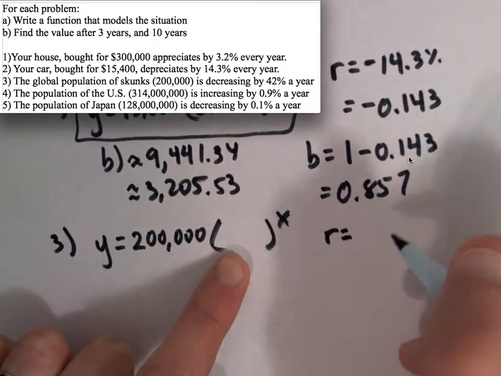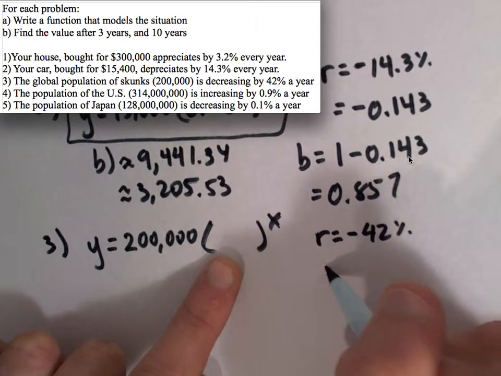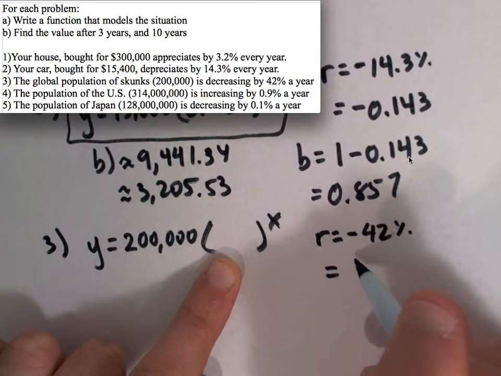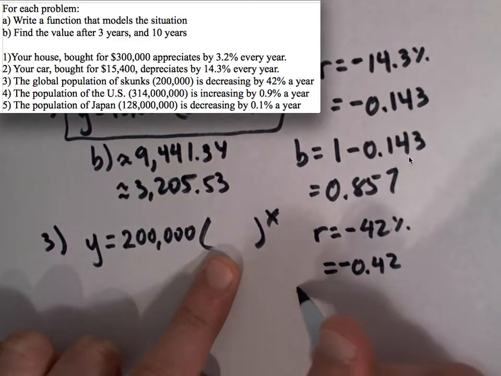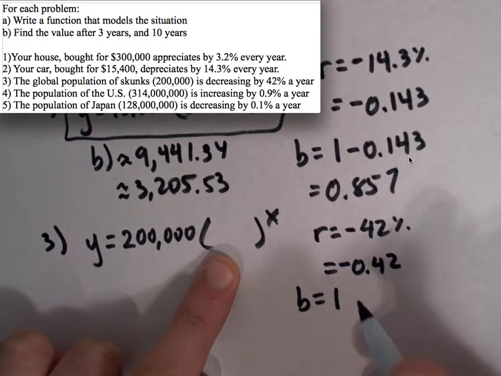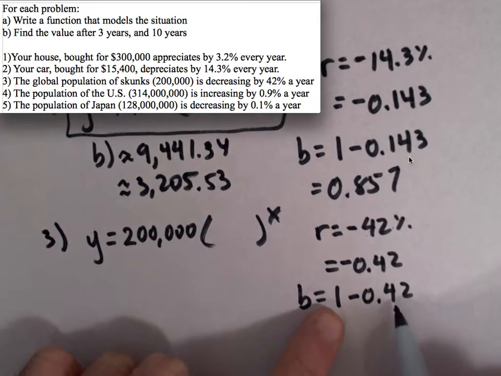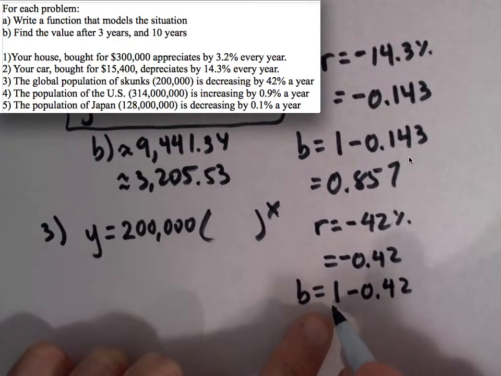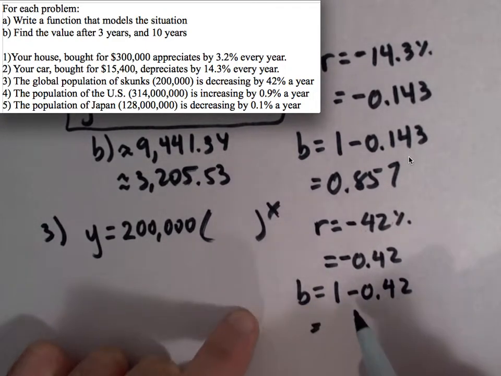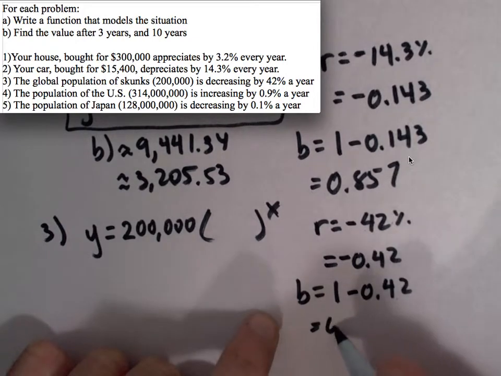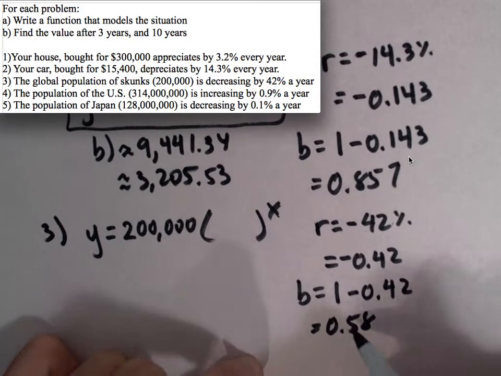So first our rate is decreasing. It's decreasing by 42%, which means if we shift that decimal twice, that's minus 0.42. Okay, so let's find our B. B equals 1 minus 0.42. So let's just think of this as 100 minus 42 hundredths, or 1 minus 0.42. So that's going to give me 0.58. You can check by adding, so 0.42 and 0.58, yep, that equals 1.